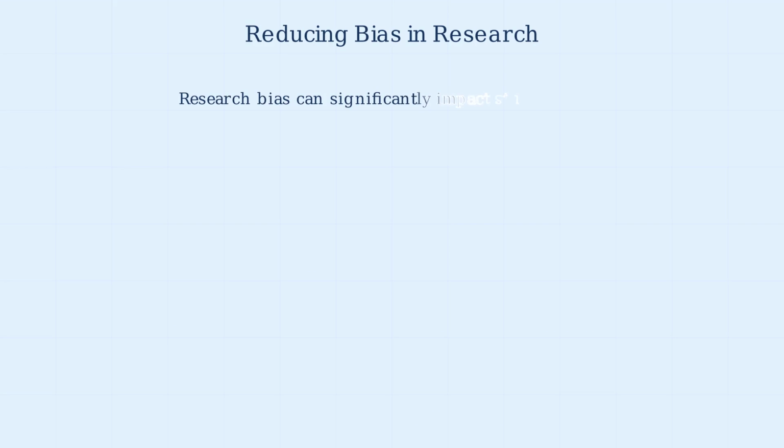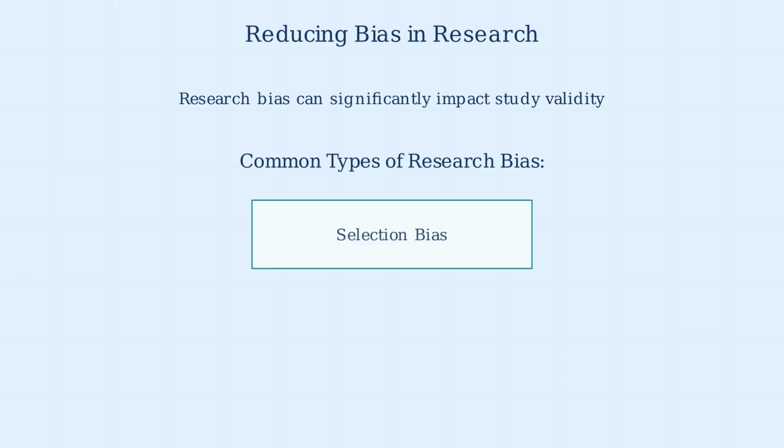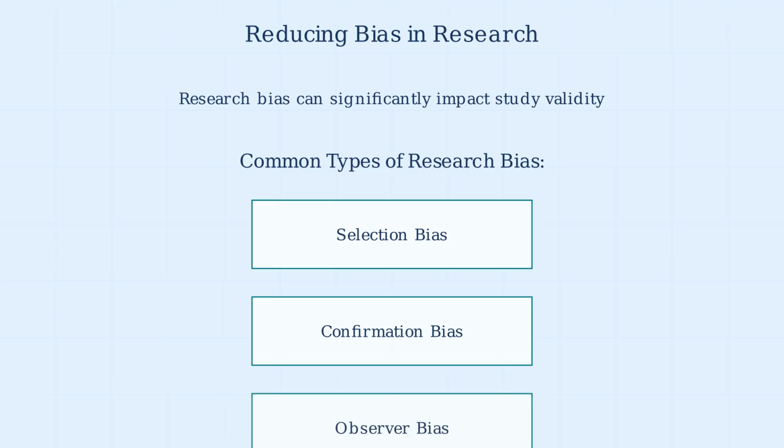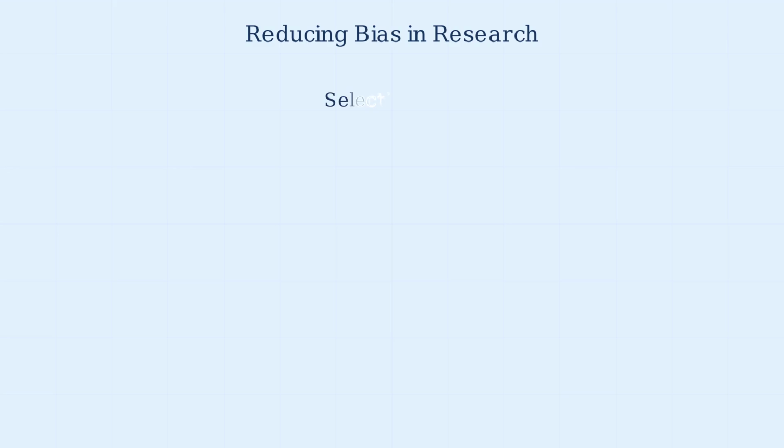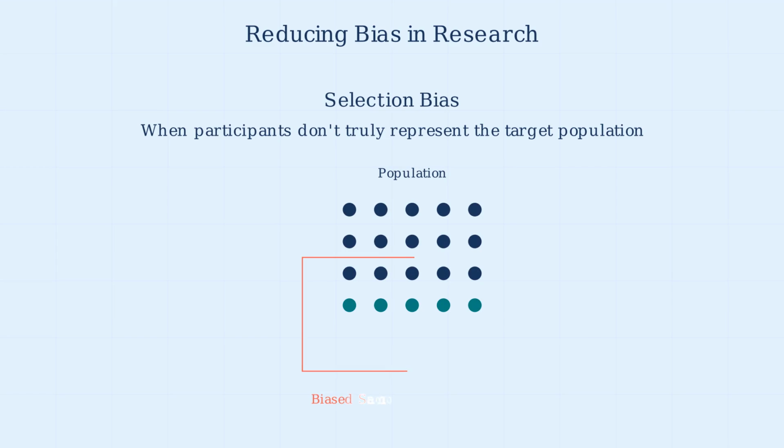Bias in research can significantly impact the validity of scientific studies. There are several common types of bias in research. These include selection bias, confirmation bias, and observer bias. Selection bias occurs when participants selected for a study don't truly represent the target population. This can happen when certain groups are overrepresented in the sample.